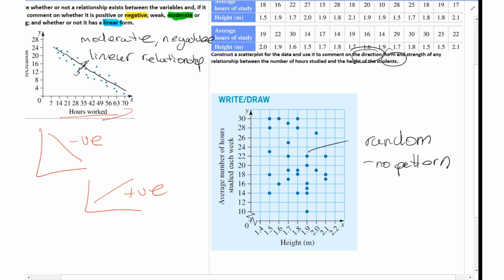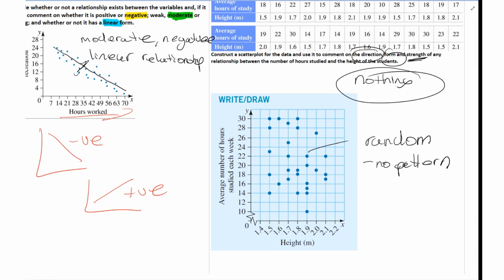And the strength of any relationship, there's no strength because it's random. So nothing for any of those. There's no relationship. Can't tell whether it's got a positive or negative slope because there's no pattern to it. The direction, again, can't tell whether it's positive or negative because there's no pattern to it. Okay, and I'll leave it there. Thank you.